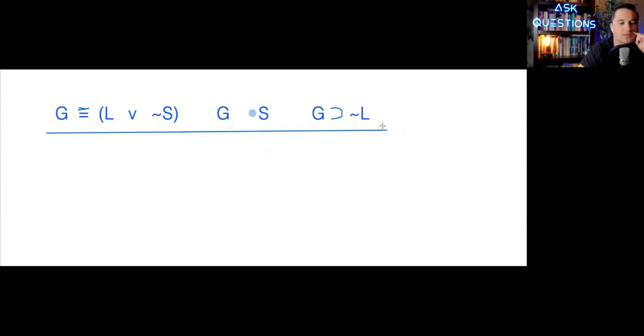These are our three statements. Let's go through them again. God exists if and only if L, which is life is meaningful, or not S. S is the soul is immortal, so saying it's not is not S. The second statement is God exists, that's just G, and the soul is immortal, which we said was S. And the third statement is if God exists, then life is not meaningful. We said life is meaningful as L, so it's not meaningful, it has to be not L. So we're going to look at these three statements.